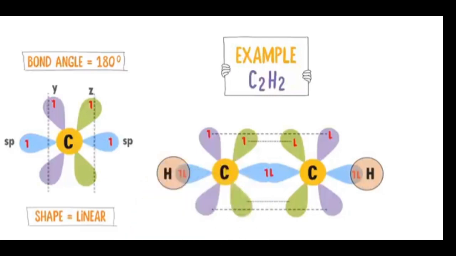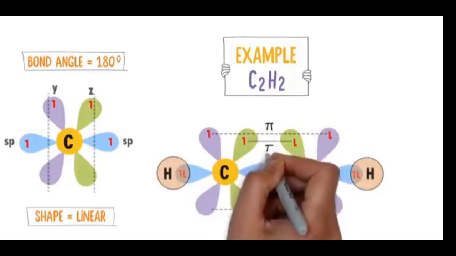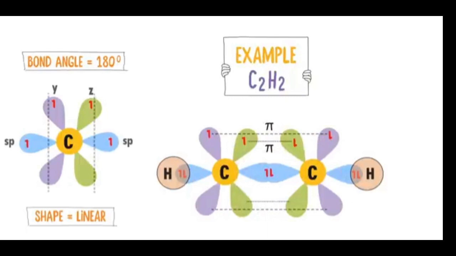There are two unhybrid orbitals, 2py and 2pz, joined between the carbon atoms, so there are two pi bonds present in the molecule. While there is one hybrid orbital joined between the carbon atoms, so there is only one sigma bond present. Hence, this is the shape and geometry of a molecule in which carbon has sp hybridization. Thus, note down this example.